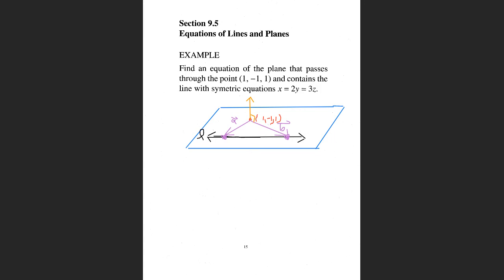The vectors A and B are in the plane, so the cross product of A and B will be a vector that is normal to the plane. Once I find that normal vector, I can use that and the point in the plane, (1, -1, 1), to find the equation of the plane. So what I have to do is learn more about the line. I'm given the symmetric equations of the line, x = 2y = 3z.